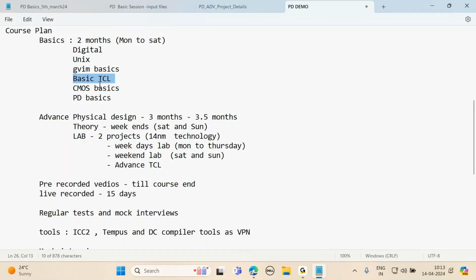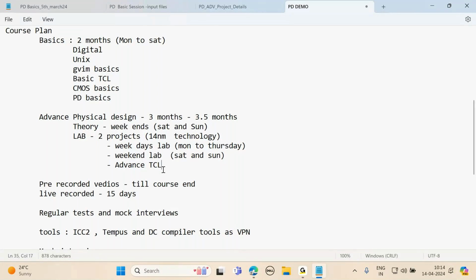But still, some students say, okay, I know TCL. Then basic TCL is not required, and you can opt only for advanced TCL, which means how to use TCL in physical design and how to do automation. So thereby the topics differ. Advanced TCL tells how to use this basic TCL in advanced PD concepts. If you are opting for TCL, you can opt for basic TCL plus advanced TCL.